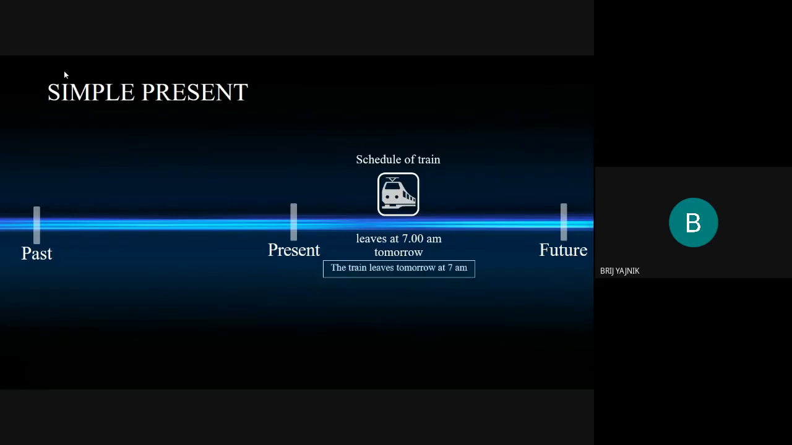And this is how I can say it using the simple present tense. Train leaves tomorrow at 7 a.m. So look at this. Simple present tense is also used to talk about future, right? But not every future. It is only used to talk about the scheduled events of future, right?